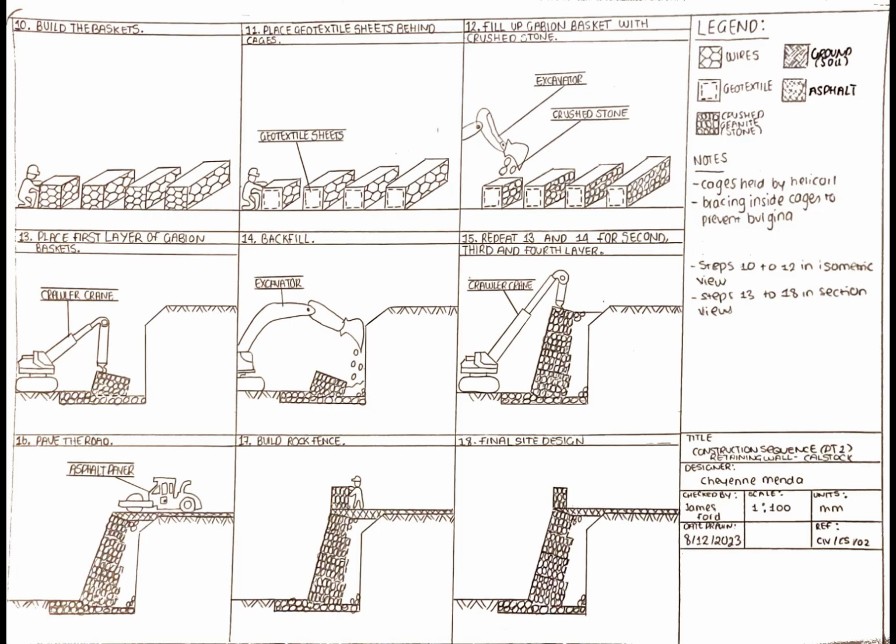Moving on to the second half of the construction sequence, we start by building the baskets, fastening them with helicoils. Then we place geotextile sheets behind the baskets, and then we can fill up the baskets with the crushed stone. Then we can use a crawler crane to place the first layer of gabion baskets, followed by a backfill, and then we repeat steps 13 and 14 for the second, third, and fourth layer.